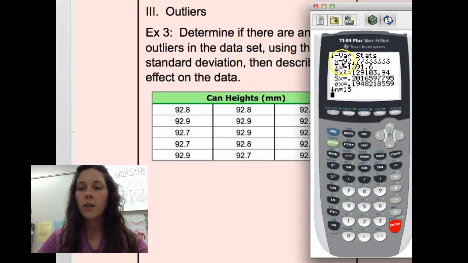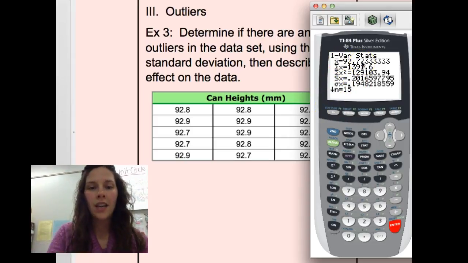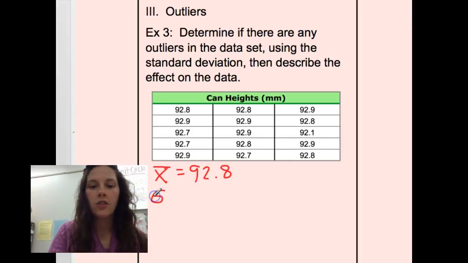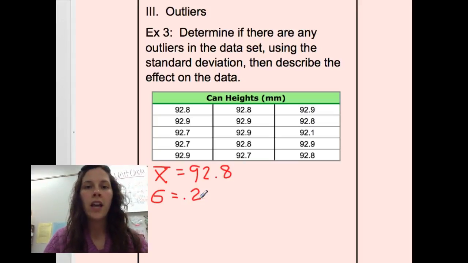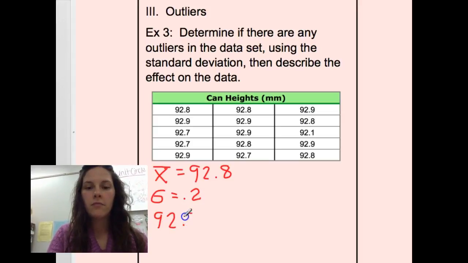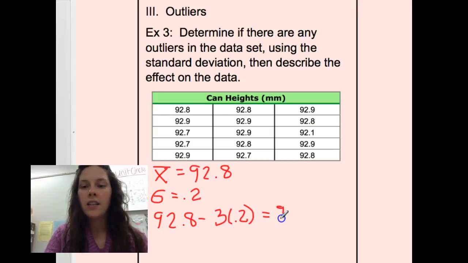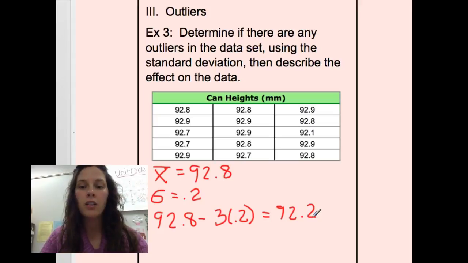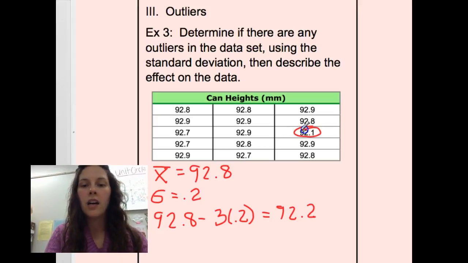All right, so looking at our data, we have a mean of 92.8, and we had a standard deviation of about 0.2. So in order to check to see if we have any outliers, to check for a low outlier, we would take the mean and subtract 3 times the standard deviation. Now 92.8 minus 0.6 is 92.2. So any data values smaller than 92.2 would be an outlier. So in this case, that 92.1 that we noticed was a bit different is an outlier.